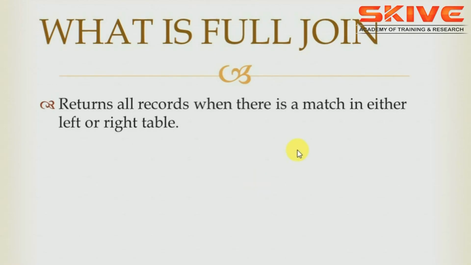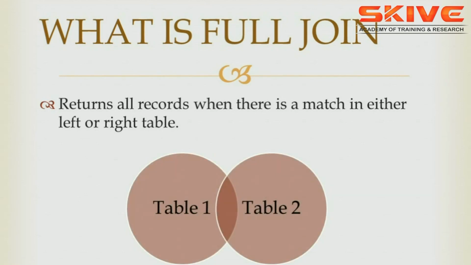So next we are going to see full join. What is full join? The records that are matched in table 1 and table 2, both values are going to merge in full join. That is full join. Let me show the graphical representation. Table 1 and table 2, overall whatever the values are, everything will be combined into one table, one output. So that is full join.